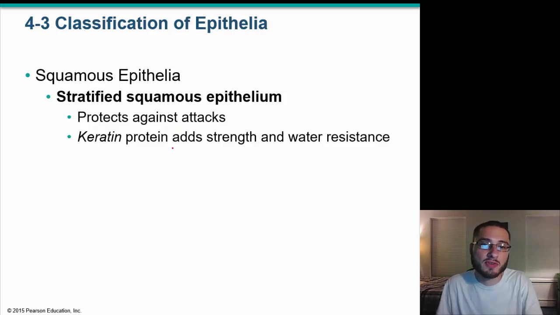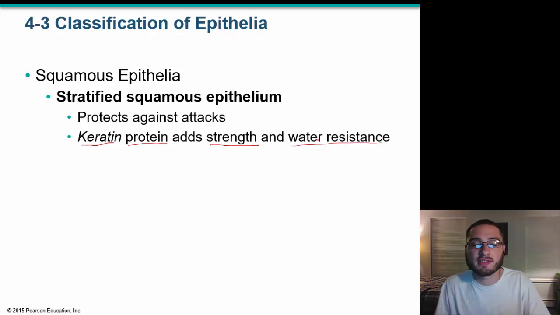You have squamous epithelium that is stratified, so it has more layers to it, and protects against attacks. Keratin protein adds strength and water resistance. So if you ever hear in makeup commercials or lotion commercials, they talk about added keratin to help the skin by having that protein, or help the hair by having that protein in order to strengthen it for water resistance. You hear about it in shampoos, they have keratin added to them. Well, that's to help strengthen the hair and help with water resistance in the hair.